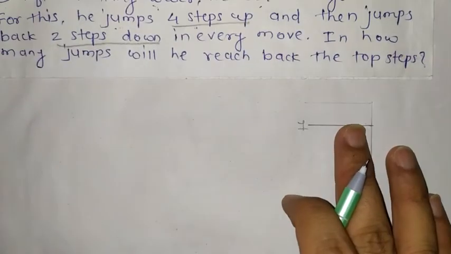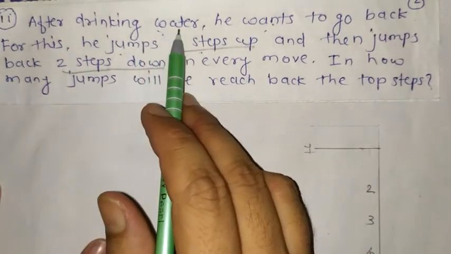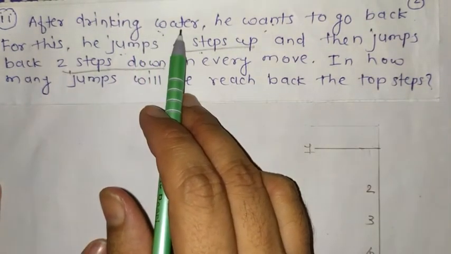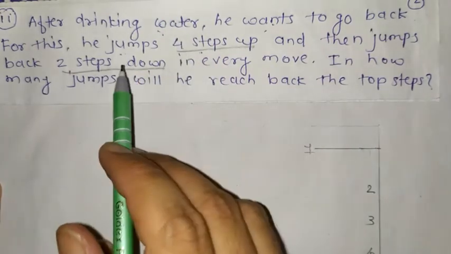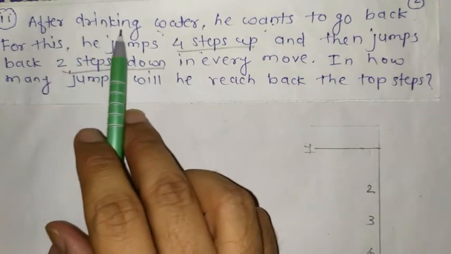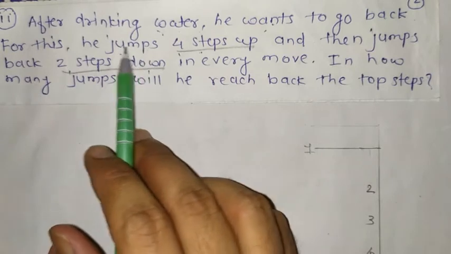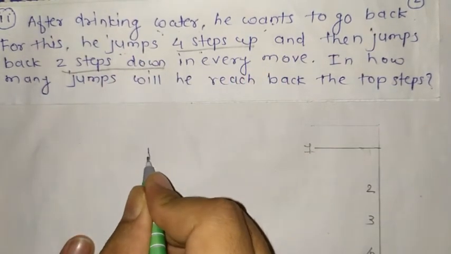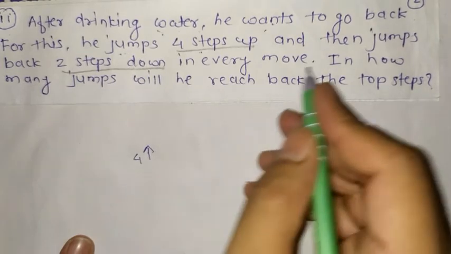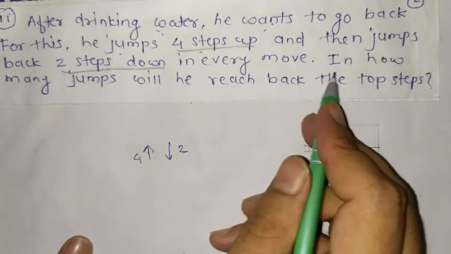Now we go for part 2 of this question. In part 2 they have given, after drinking water, as we got to know, the monkey will go from the topmost step to the drinking level, the water level. So after drinking water the monkey wants to go back, and he jumps 4 steps up. Now you see carefully, 4 steps up and then 2 steps down. This equation is always important in every move.